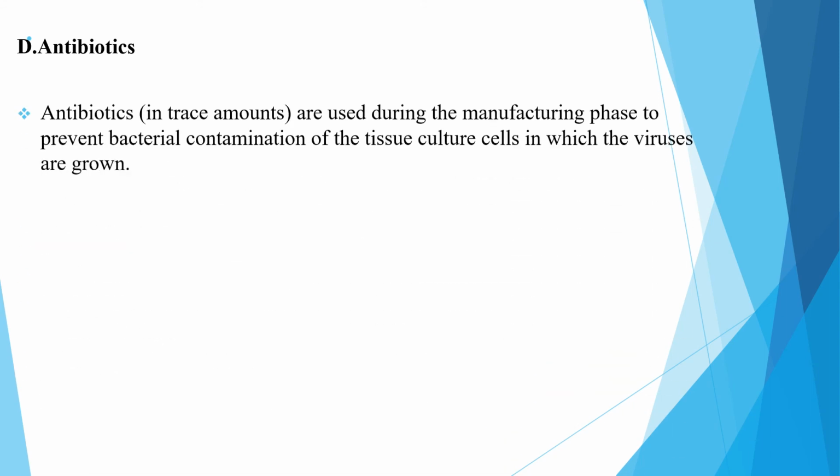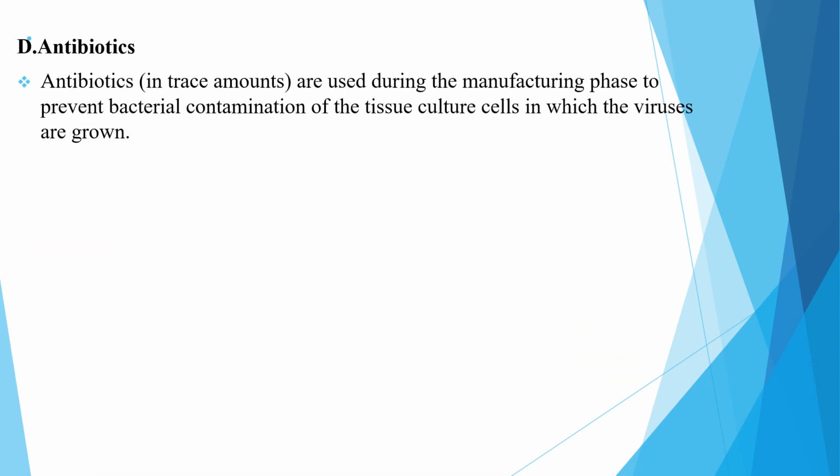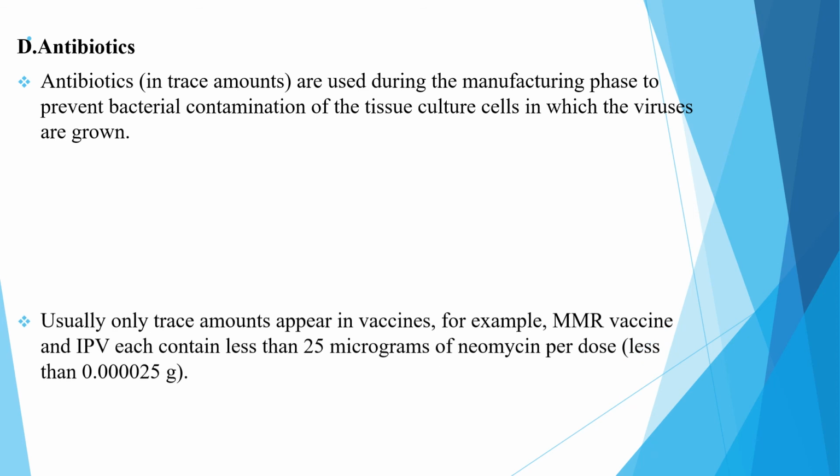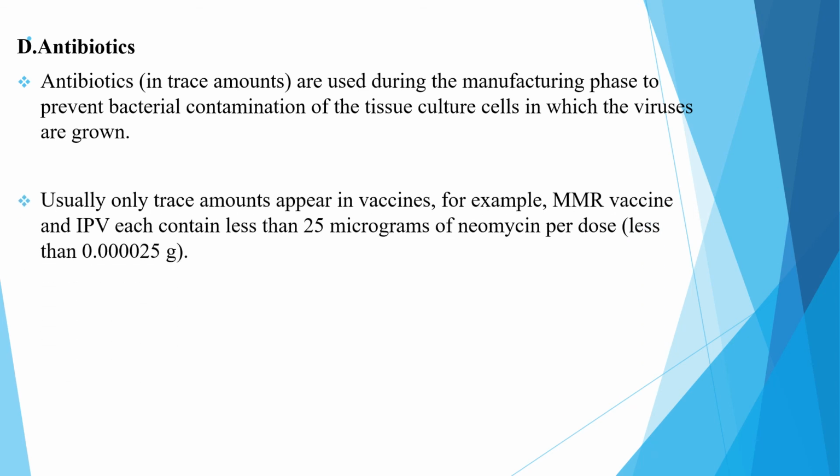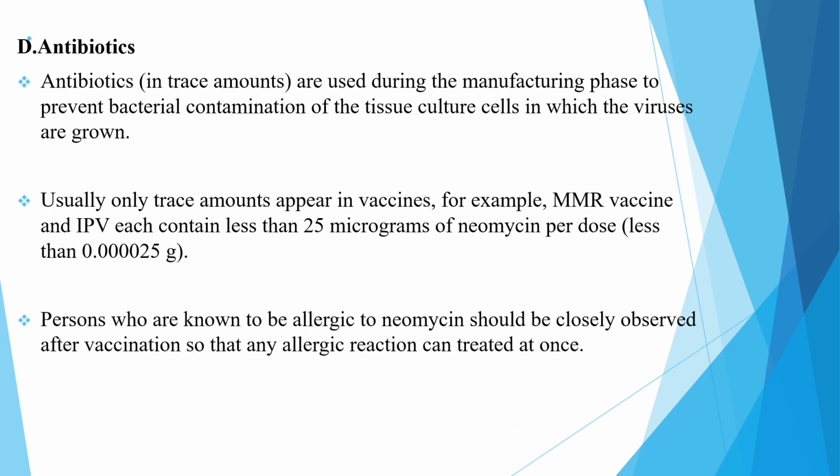The other is antibiotics. Antibiotics in trace amounts are used during the manufacturing phase to prevent bacterial contamination of the tissue culture cells in which the viruses are grown. Usually, only trace amounts appear in the vaccines. For example, MMR vaccine and IPV each contain less than 25 micrograms of neomycin per dose. Persons who are known to be allergic to neomycin should be closely observed after vaccination so that any allergic reaction can be treated at once.